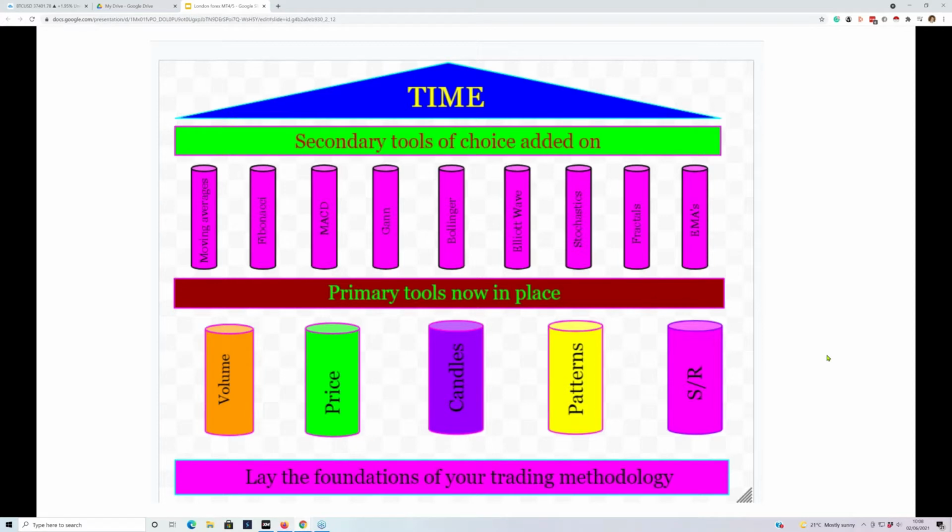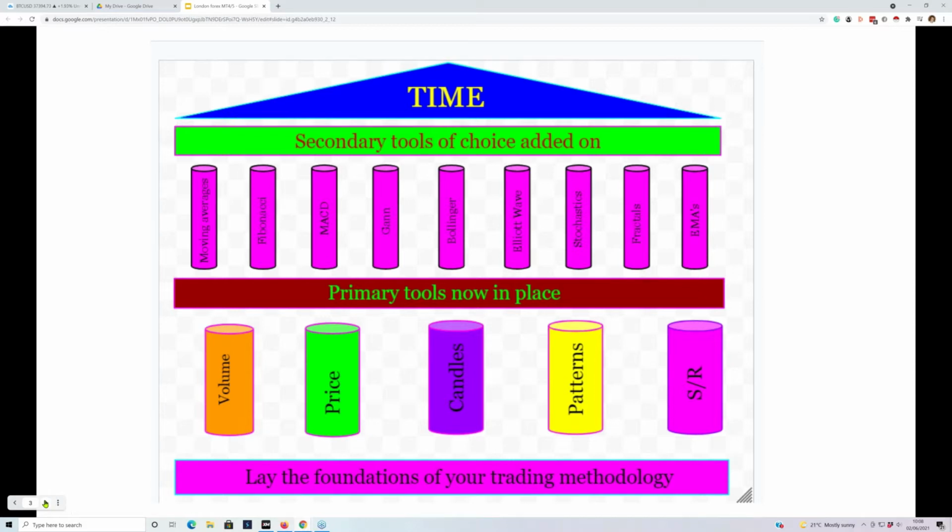And finally, we have time. Time is the time frame that you are trading, but also multiple time frames. And when you see my setup, the profiles that I set up on MT4, you'll see that more clearly.